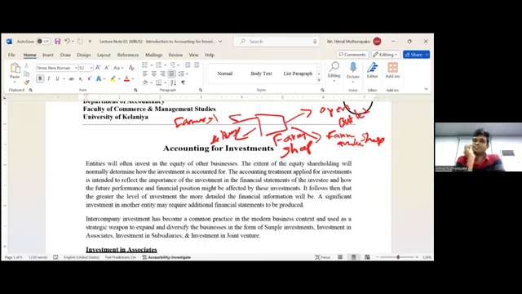Then you can sell some seafoods, related products. You can do some related products, right? Likewise, you can expand the business.